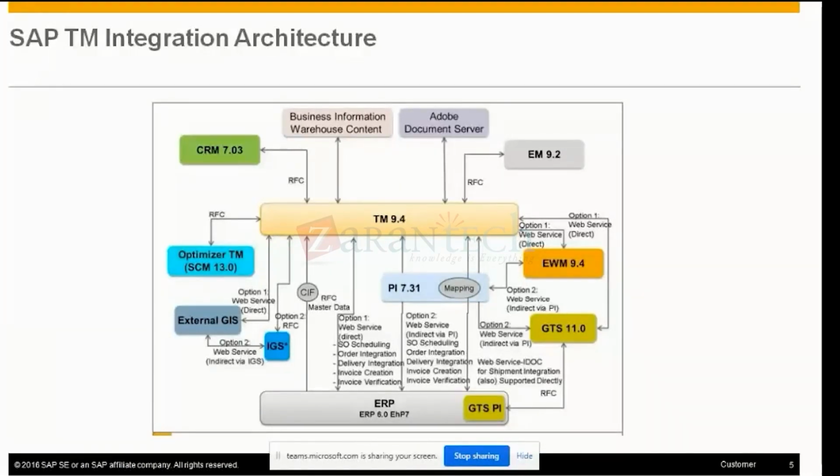And if you are using your S4HANA system, we always transfer the data from TM to ECC using RFC. Because you are using RFC, you don't need any middleware between them.